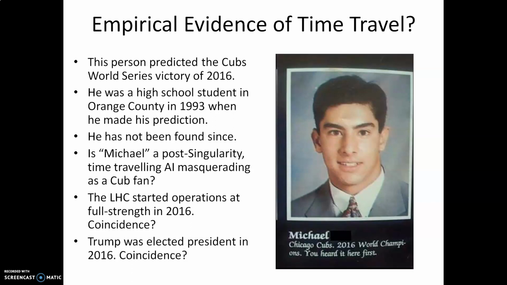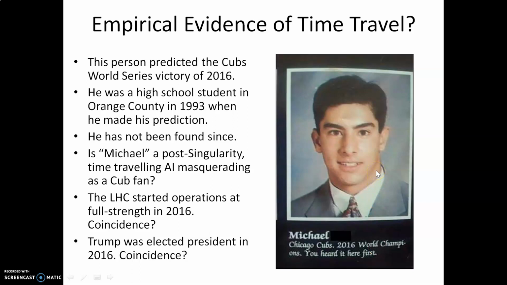However, here's something rather interesting to ponder. In 2016, the Chicago Cubs won the World Series. Now, back in 1993, at a high school in Mission Viejo, here in Southern California in Orange County, this high school student named Michael made a startling prediction in his yearbook. He accurately predicted that the Cubs would win the 2016 World Series. As you can see here in the yearbook photograph, you heard it here first.